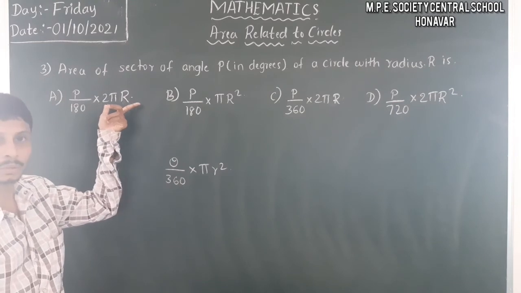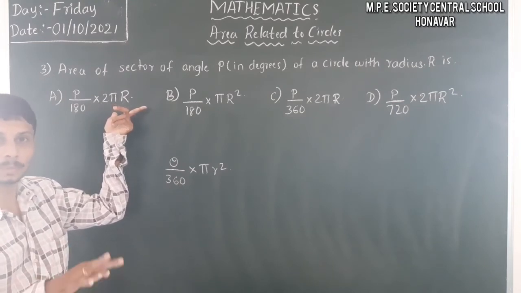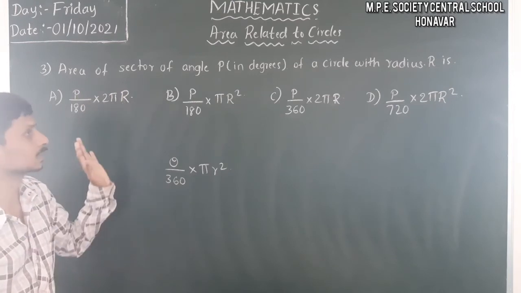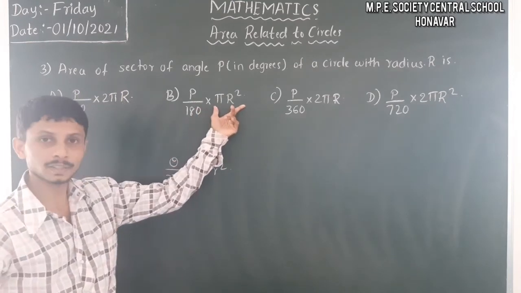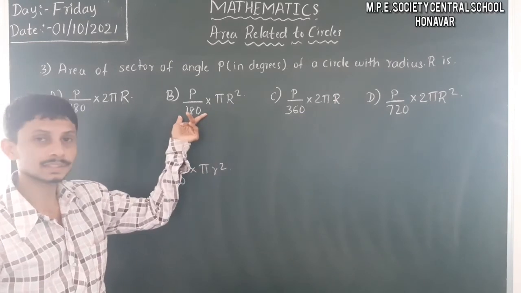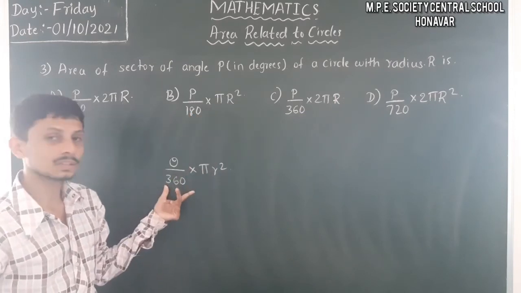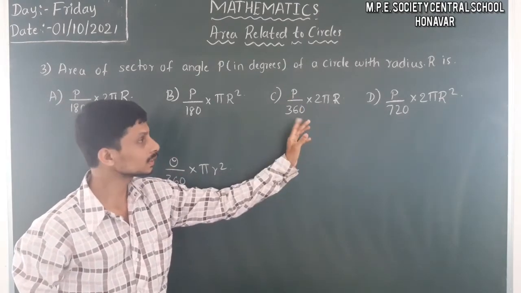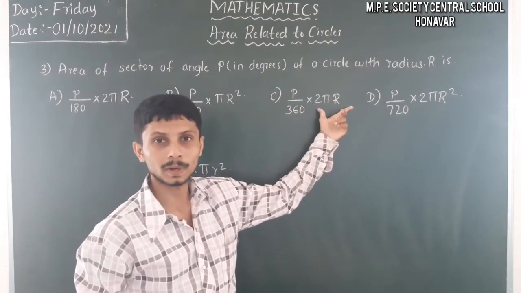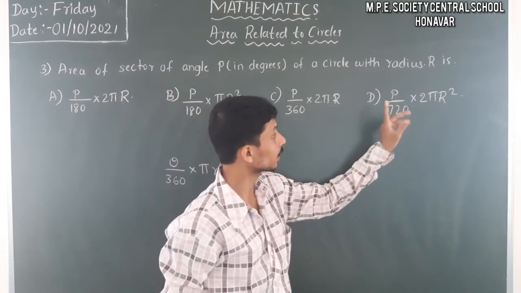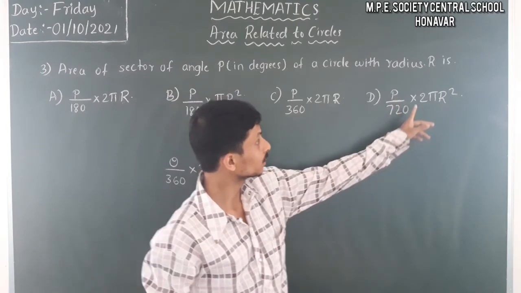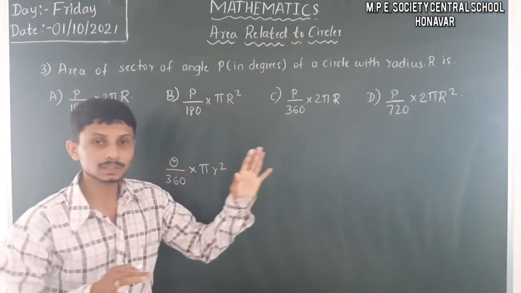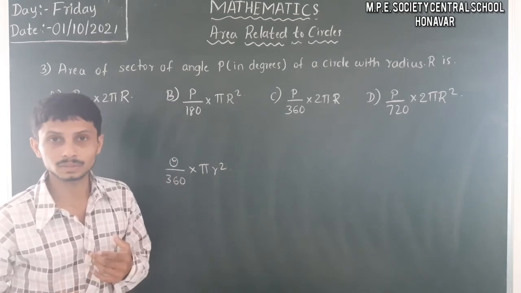Also 2 pi r is based on the length of an arc, but here we have the area of a sector, that should be pi r square. So here it is pi r square, but the denominator is 180, it should be 360. And here we have P by 360, but we have 2 pi r. Here just observe, we have 720 and 2 pi r square. But no option exactly matches with this one.